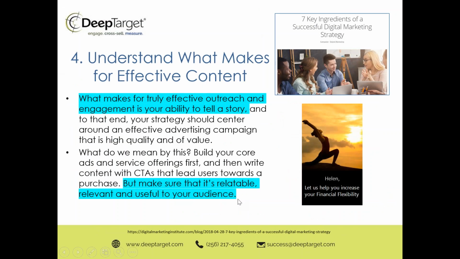Okay. All right. So the second one, also from a really good article on 7 key ingredients for successful digital marketing, is number 4. We talked about it last in the November webinar in some detail, and it really talks about what makes a truly effective outreach and engagement, which is your ability to tell a story. So it's that connection that this article talks about, the relatability to that individual, and therefore its relevancy and usefulness to them.